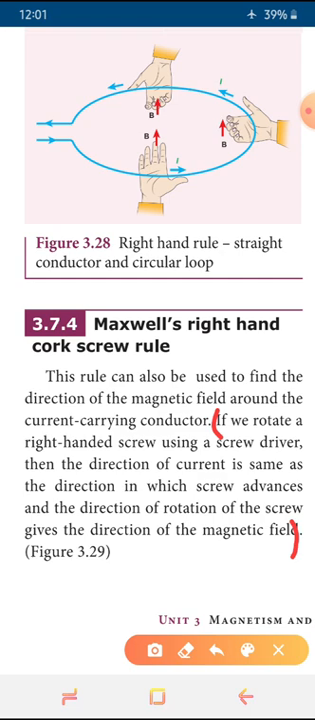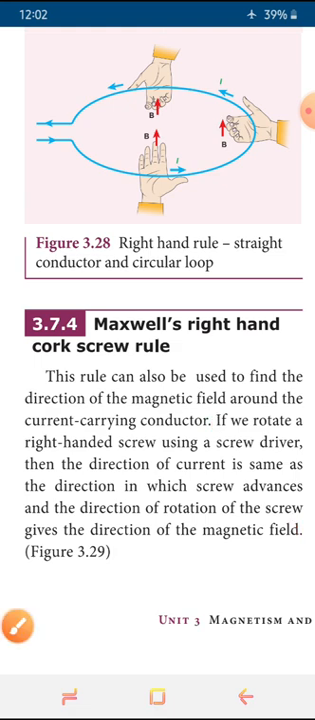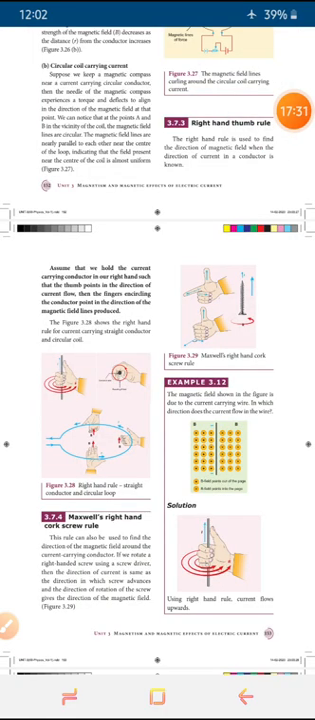In Maxwell's right hand corkscrew rule, using the current direction and the direction of rotation of the head of the screw, we are giving the magnetic field direction. So these two rules are used to give the direction of magnetic field for a conductor carrying current. When current and magnetic field are related in electromagnetism, we use these two rules to give the direction of that. And we'll stop our class up to this.